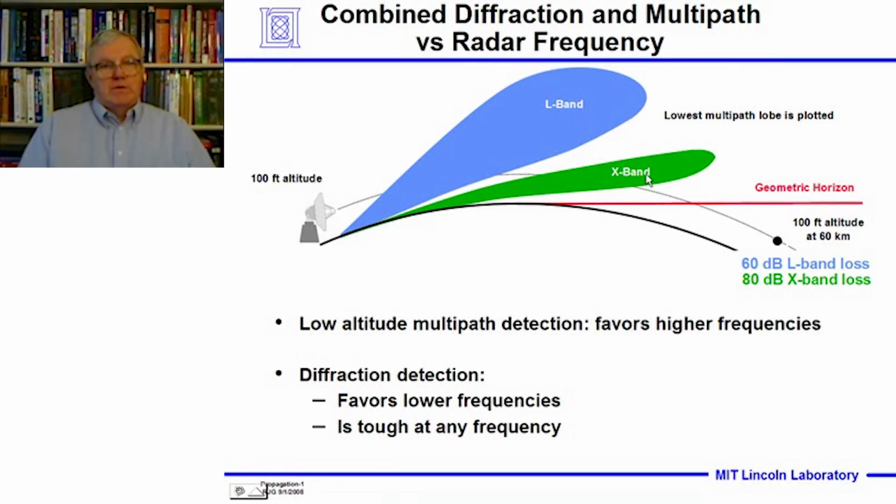Okay, so you can see from a diffraction point of view, you'd rather be at L-band. But if we look above the geometric horizon where the aircraft would be, the X-band lower beam has better low altitude coverage. So we note that low altitude multipath detection favors the higher frequency, X-band, over lower frequency. But for diffraction detection, below the geometric horizon, it favors lower frequencies like L-band, but it's tough at any frequency because those are very significant losses that the radar would incur.